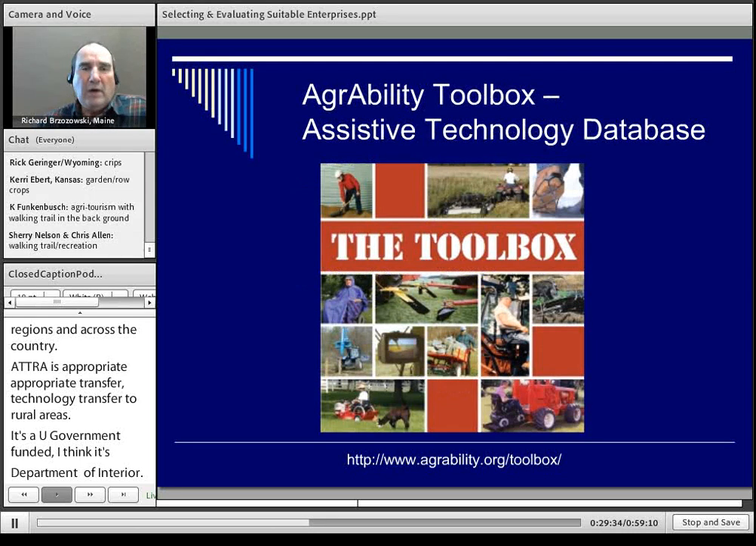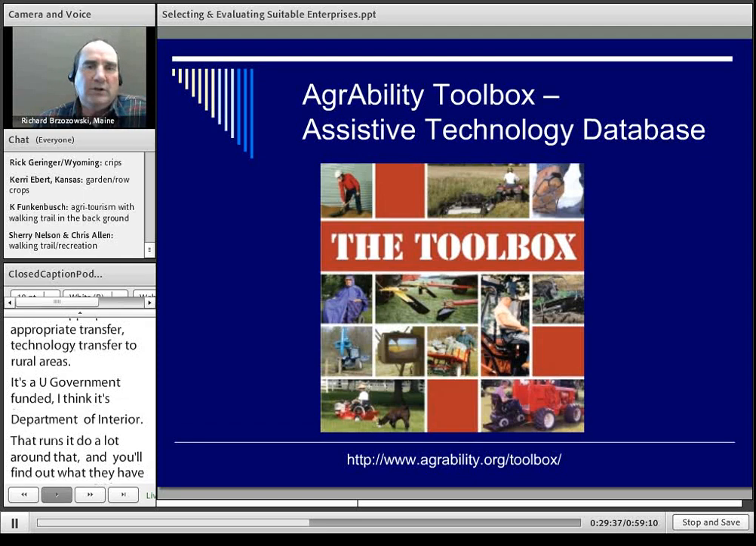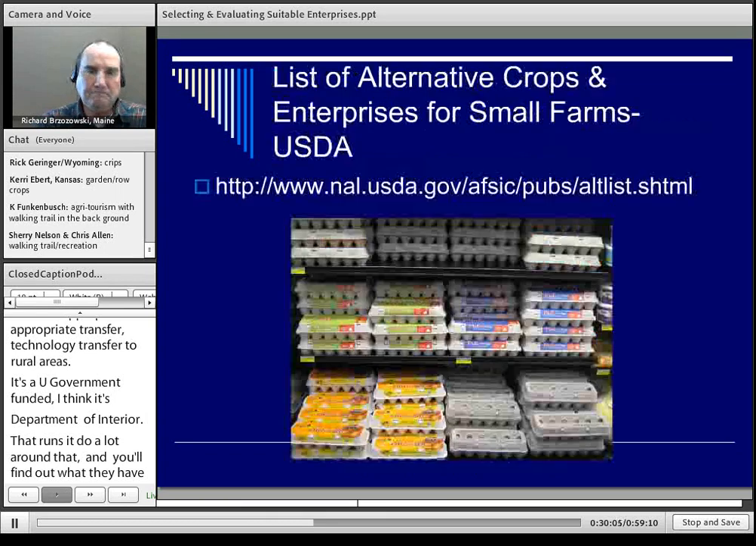Many of us know about the toolbox, but how many of us have really gone into it and searched it and looked for things? You can see the link on the bottom. But I'd really encourage each of us to get into the toolbox and see what's there. And if you come across things that aren't there, add to it. This is one of the neatest things about AgrAbility, the networking. And so as you help farmers with selection or evaluation of an enterprise, that toolbox is going to be very handy.